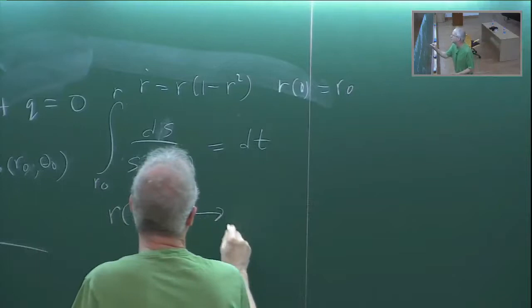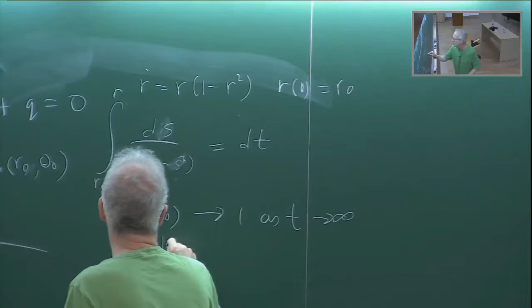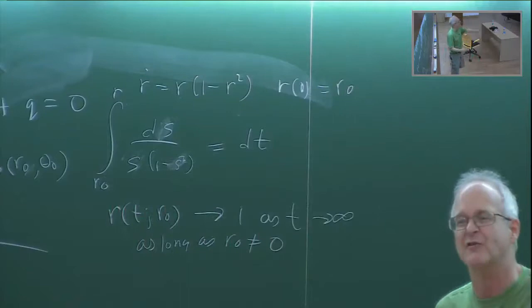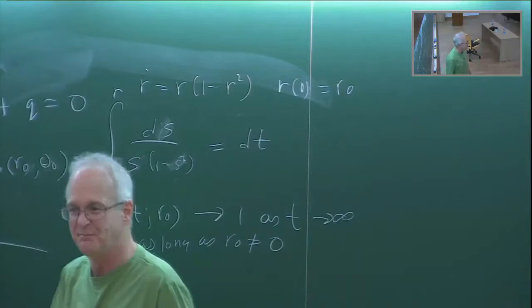and you'll get some function, r of t semicolon r naught, which will go to 1 as t goes to infinity, as long as r naught is not equal to zero. Of course, if r naught is zero, then nothing happens, you just stay there forever. Okay? So we'll have this r of t, r naught.